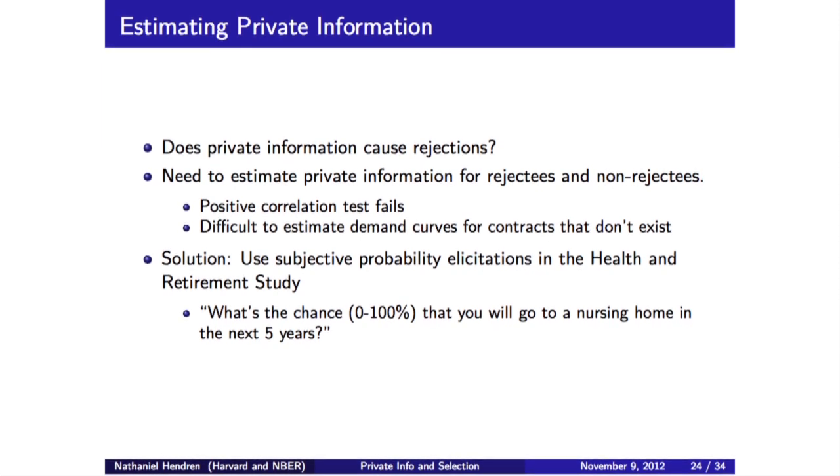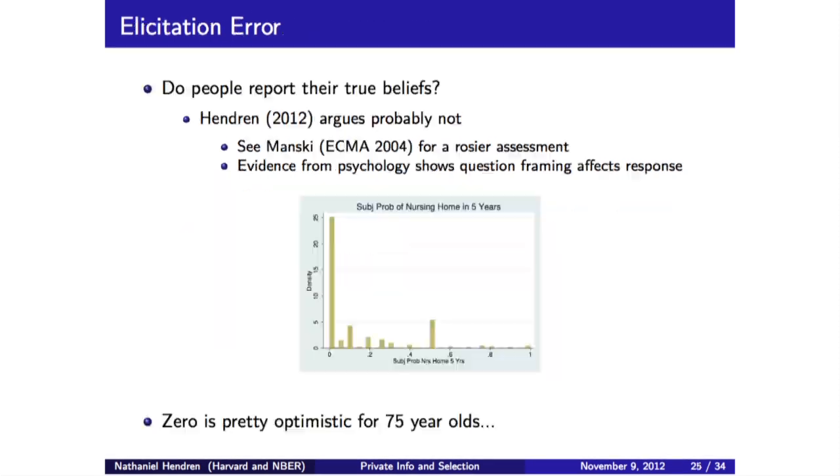And so the solution that I propose is to use subjective probability elicitations. So this is basically just asking people, what's the chance some event's going to happen to you in the future? For a long-term care setting, you ask, what's the chance that you're going to go to a nursing home in the next 5 years? Now, the big question with this is, do people report their true beliefs? You might imagine there's a lot of problems with just asking somebody what's the chance some event's going to happen to you.